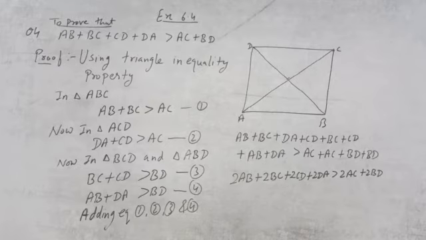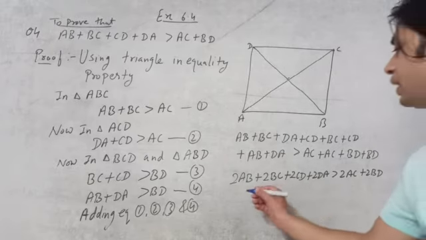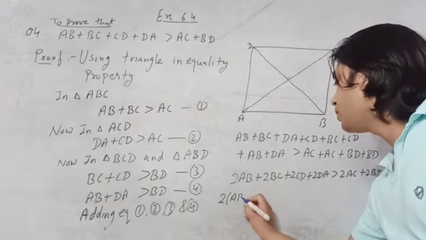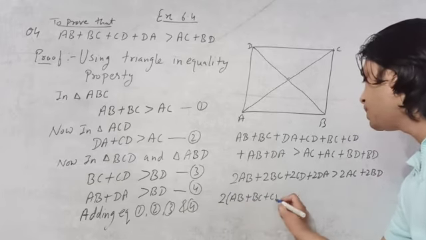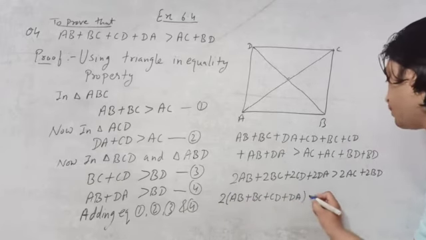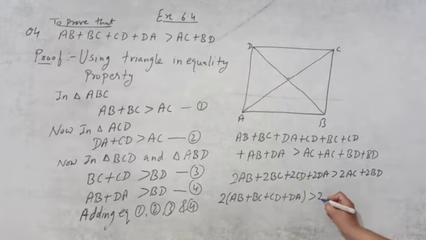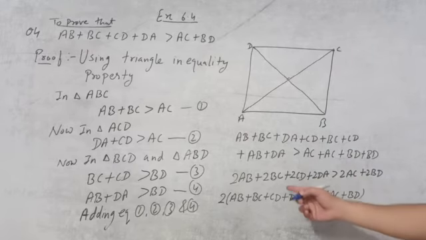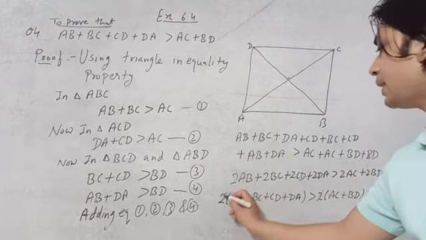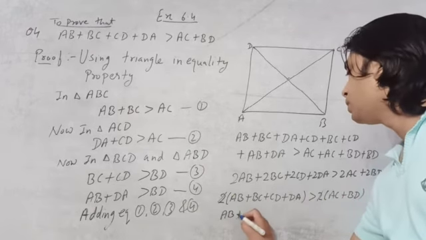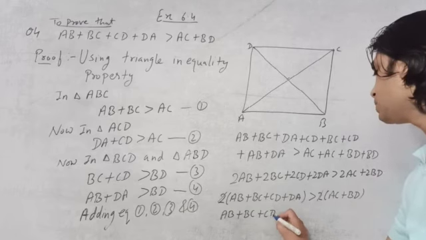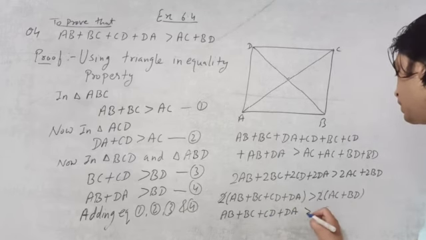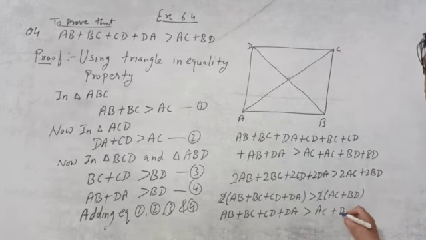After this, what are we seeing? That 2 is there everywhere. So what can we do? We can take the 2 common. From here also you can take the common 2. What will come? AB plus BC plus CD plus DA. And after greater than also, 2 is there. So what can come? AC plus BD, and 2 we have taken common from here and from here also. So 2 and 2 will cancel out. So what remains? AB plus BC plus CD plus DA is greater than AC plus BD. So this is our solution of this question.